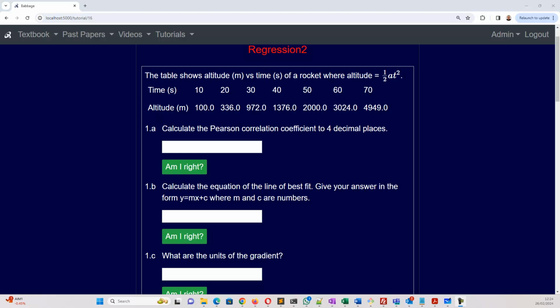In this video, we're going to look at a way to use linear regression with data that is non-linear. We'll first answer the question using Excel, and then we'll answer the question again using a calculator. We'll start by copying the data into Excel.